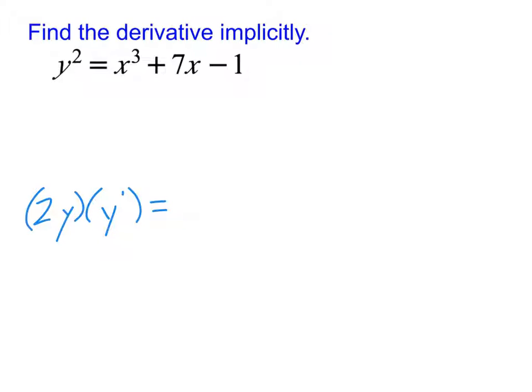So again, the 2y, that's derivative of the outer. Y prime is derivative of the inner. And that equals, now we do the derivative of the right side. Thankfully, that's easy. It's just x's, right? So that becomes 3x squared plus 7.